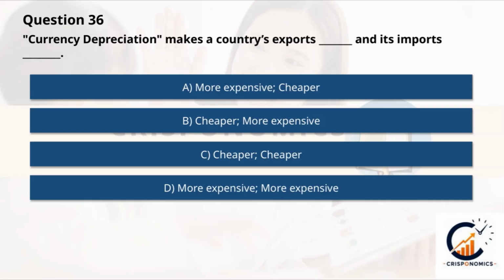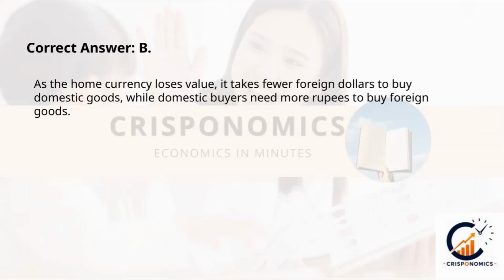It's a key concept in international finance. When a home currency loses value, it changes the way we buy and sell across borders. It means fewer foreign dollars are needed to buy goods made at home. At the same time, if you're buying from abroad, you'll need more of your own currency, in this case, rupees, to pay for those foreign goods.